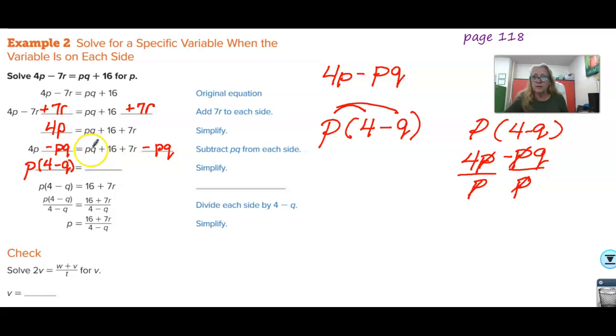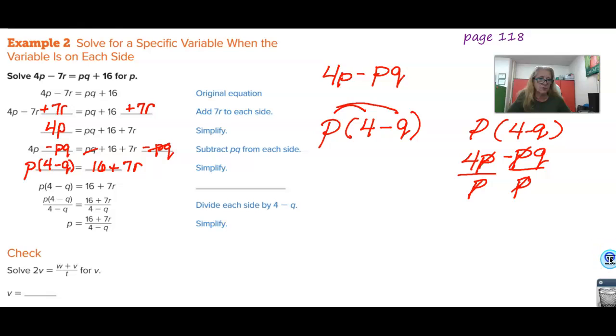And then over here, these pq's wipe each other out, and we just have 16 plus 7r. Now our goal is to get P by itself, and it's being multiplied with this expression 4 minus Q. So what we need to do then is divide both sides by the 4 minus Q. So they divided both sides by 4 minus Q, and you get this hideous looking fraction, but you've successfully isolated P. All right. So then we get down here to this check.